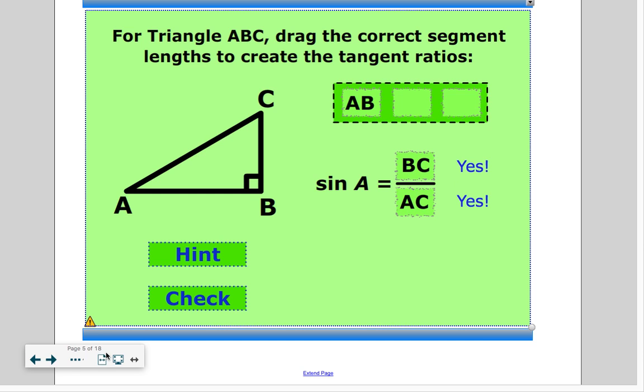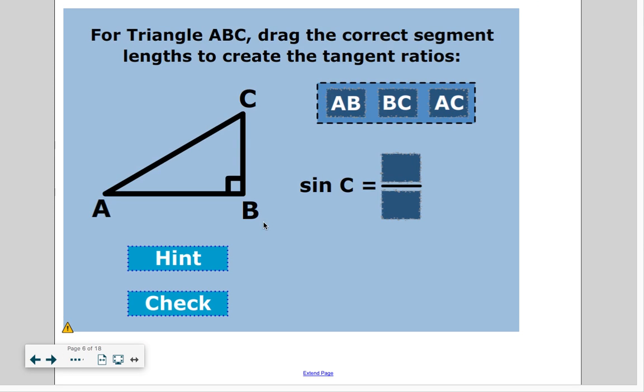Cool. Okay. So if I was to continue on with this discussion, we could look at another one. Let's practice, and let's do sine of C this time. C's up here at the top, so therefore it's the opposite side over the hypotenuse again. So opposite is AB this time.